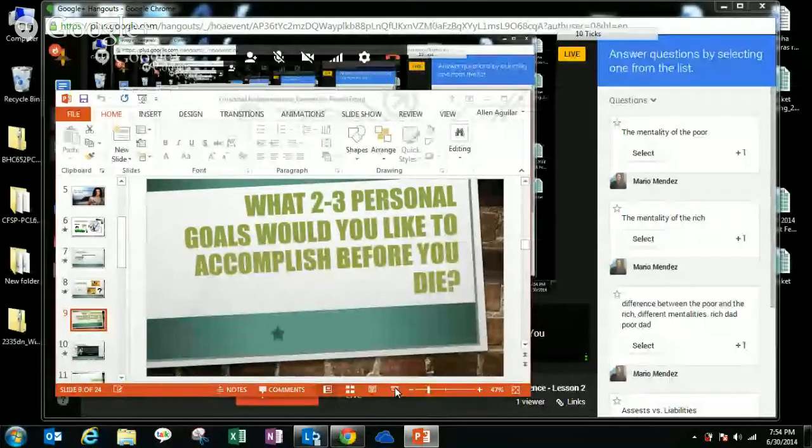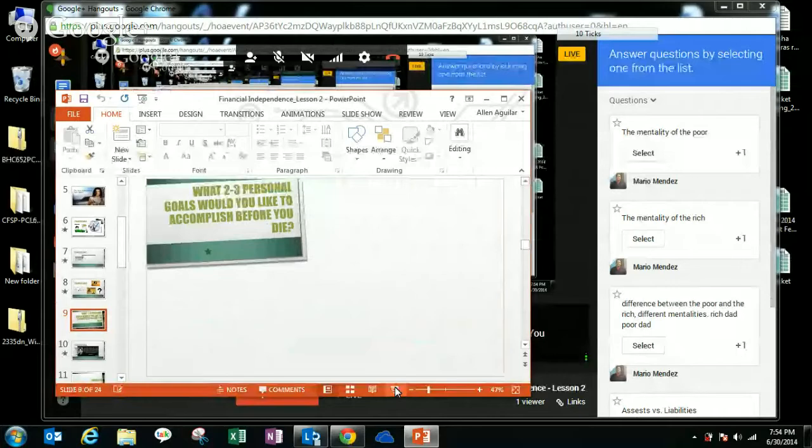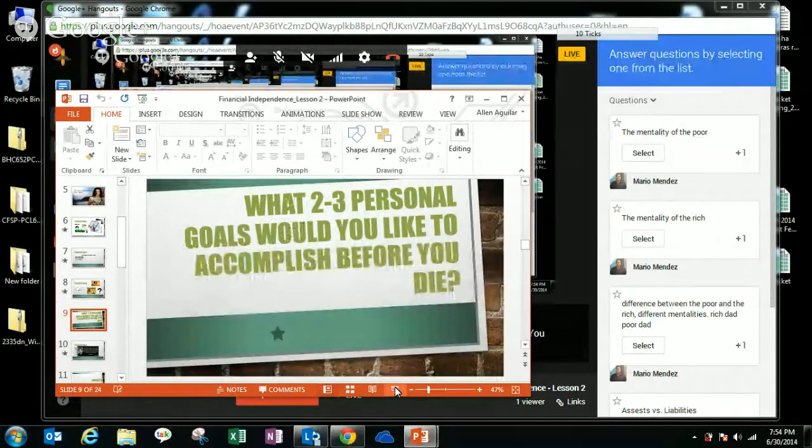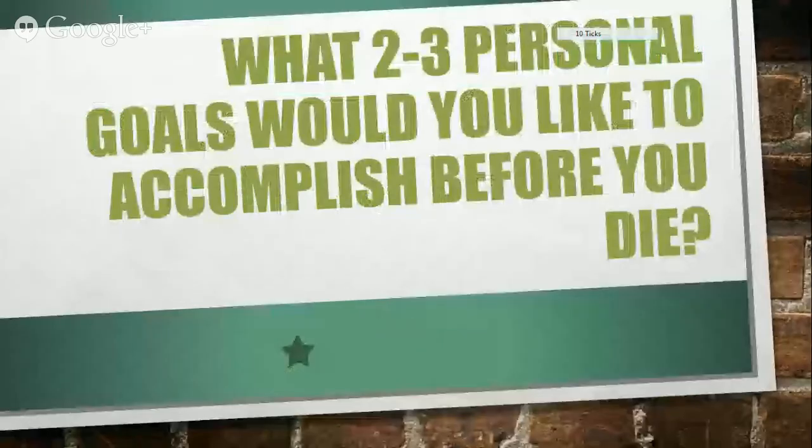I also want to encourage folks to think about something else. I know the question that I asked everyone was, what 2 to 3 goals would you like to accomplish before you die? I want you to think about changing that question a bit. Instead of asking before you die, I want you to replace that with before you turn 50. What 2 to 3 goals would you like to accomplish before you're 50? And if you want to go beyond that, what 2 to 3 goals would you like to accomplish before you turn 40?